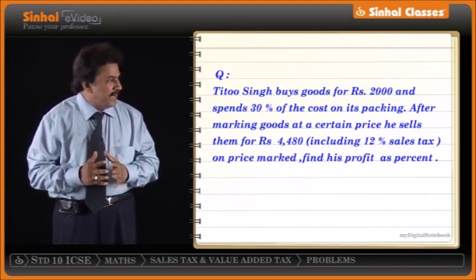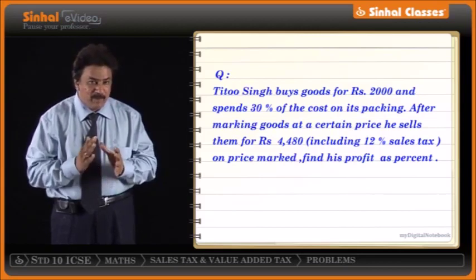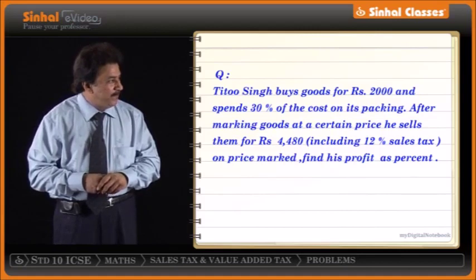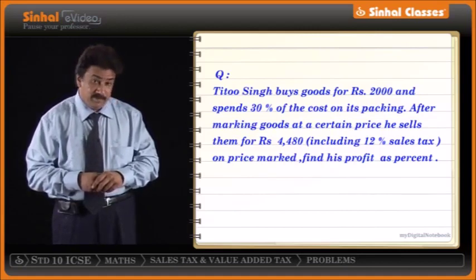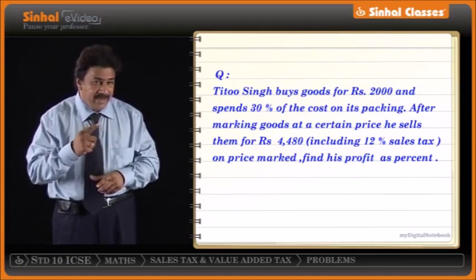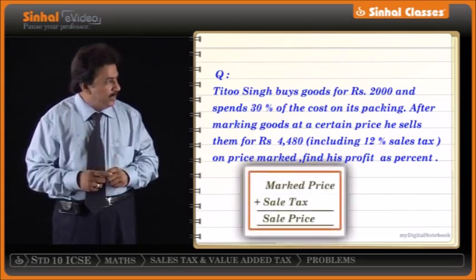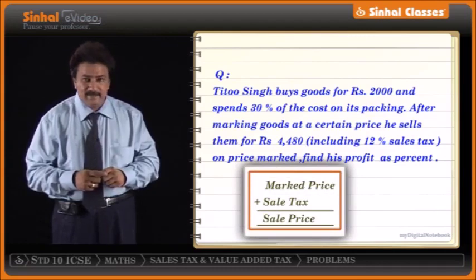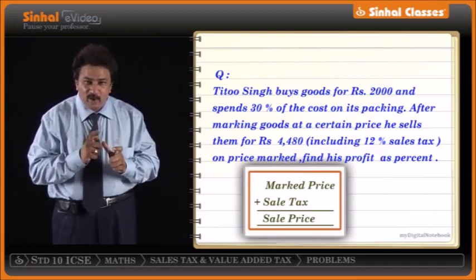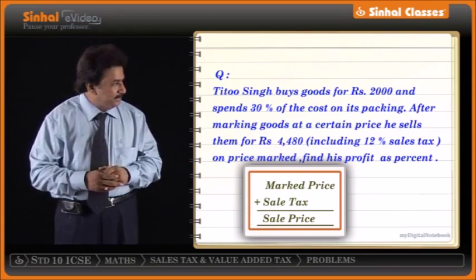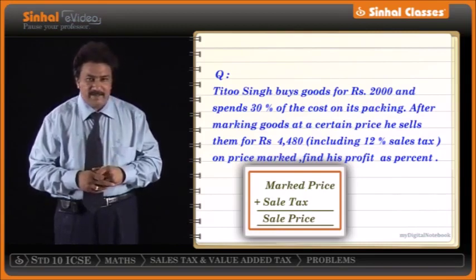After marking the goods at a certain price, that means we have to find this price. It's not given to you. He sells them at rupees 4480. 4,480 is the selling price. Now see what is given to you in the bracket, including 12% sale tax. Now this price is including the sale tax. Okay, let's see. Find the profit as a percent.